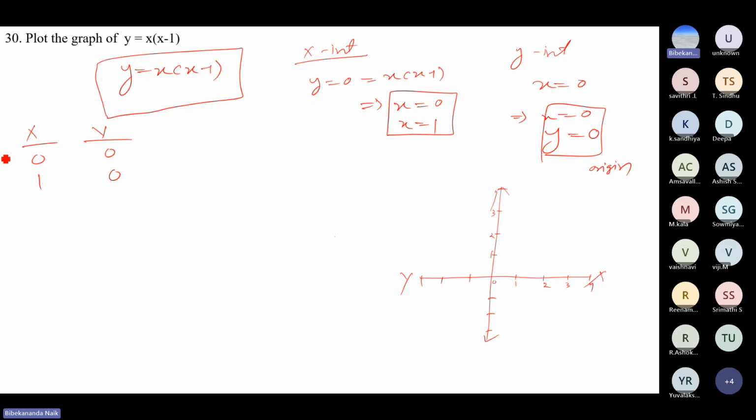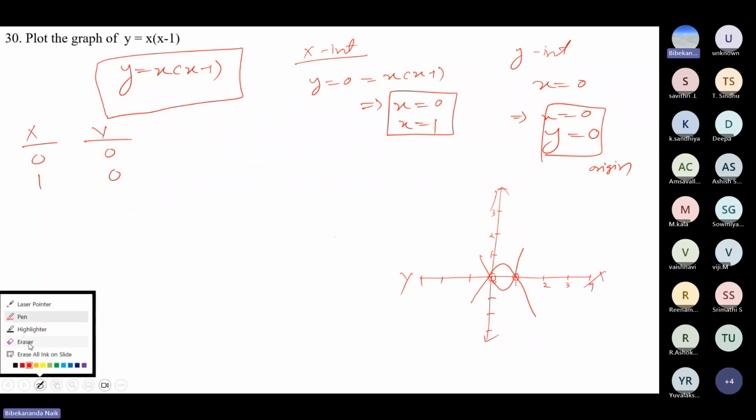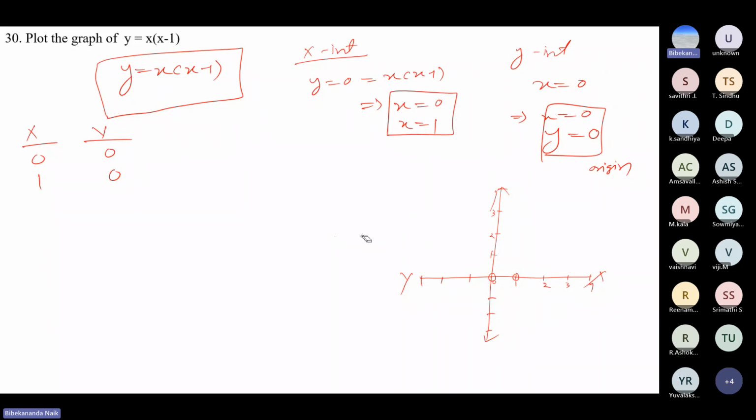There are 2 points, x equal to 0 and x equal to 1, where y equal to 0. So the curve will go through this point and the curve will go through this point. In between the 2 points, whether the curve will go like this, or like this, or like this, how can we decide whether it will be concave or convex? In that case, we need to find the first derivative and the second derivative. So let's find the first derivative of the curve.